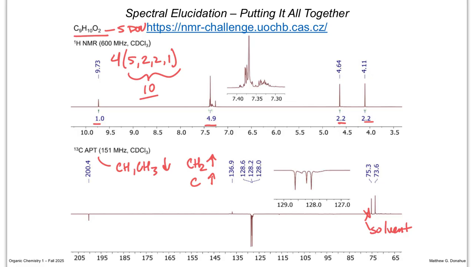How many unique carbons are there? So there's 9 total carbons, but how many signals do we see? So because we only see 7, that means there's some form of symmetry in the molecule.